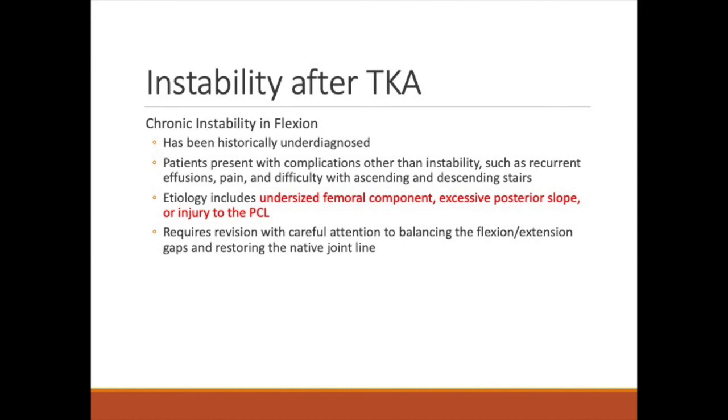Etiology includes an undersized femoral component where basically you don't have enough posterior condylar offset, excessive posterior slope that again increases your flexion gap, or injury to the PCL if the PCL was retained. This does require revision with careful attention to balancing the flexion and extension gaps and restoring the native joint line. So usually you will have to resolve the component issue by revising the entire component.